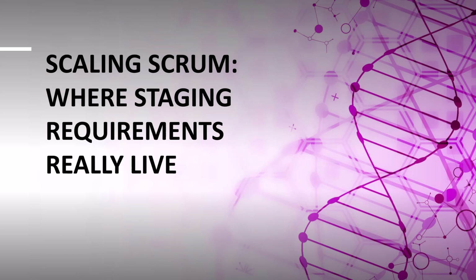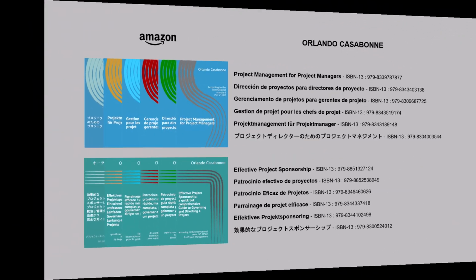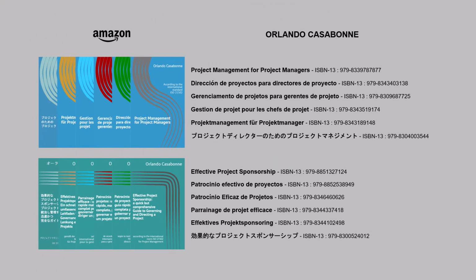If folks want to learn more about this and other project management best practices, we always recommend Project Management for Project Managers by Orlando Casabone. Great resource. Well, that wraps up another deep dive. Hopefully this has given you some food for thought, listeners. As you're working on your own projects, think about how keeping those staging requirements within your product backlog could streamline your processes and keep everyone aligned. Until next time, keep diving deep.